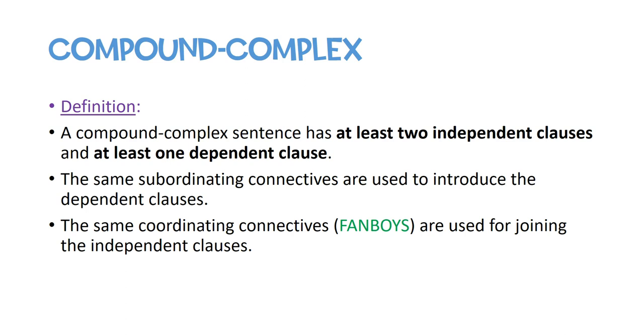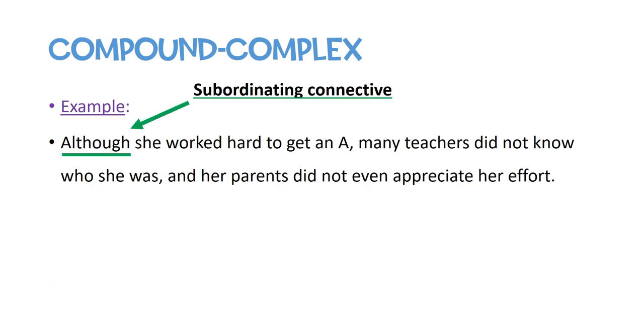Moving on to the last type of sentence, which is compound complex. A compound complex sentence has at least two independent clauses and at least one dependent clause. The same subordinating connectives are used to introduce the dependent clauses, and the same coordinating connectives, the FANBOYS, are used for joining the independent clauses. Let's have a look at this example. Although she worked hard to get an A, many teachers did not know who she was and her parents did not even appreciate her effort.